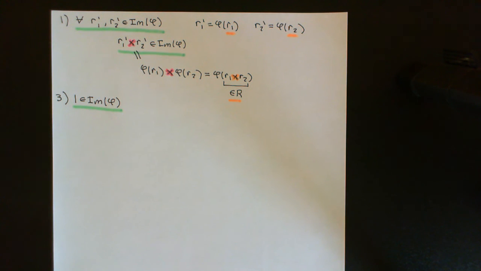And finally, if we're working with a commutative ring, commutativity will follow very naturally as well. So if the codomain ring was a commutative ring, then indeed the image of the homomorphism is going to be a commutative subring. Okay, so indeed the image of a homomorphism is a subring of the codomain ring.